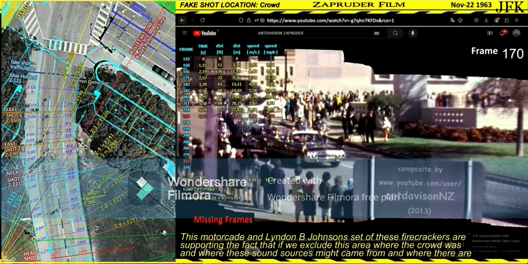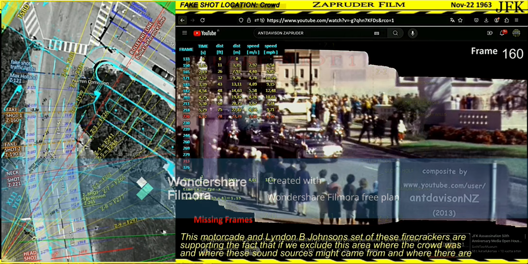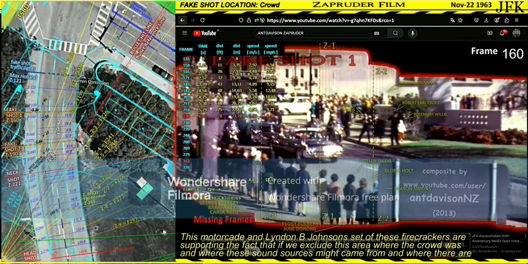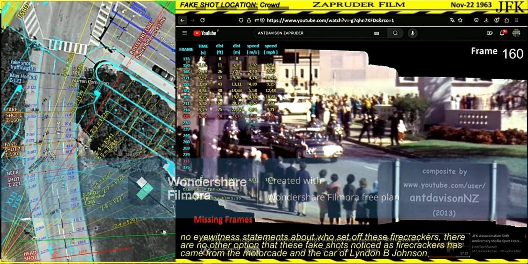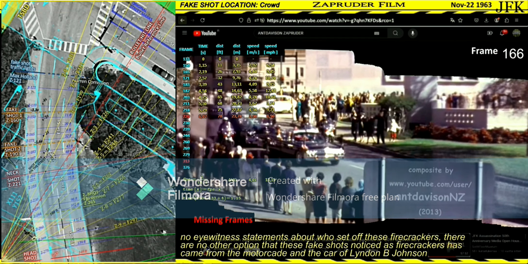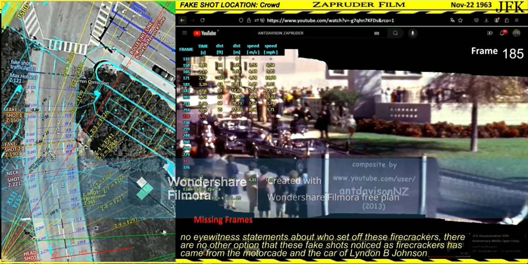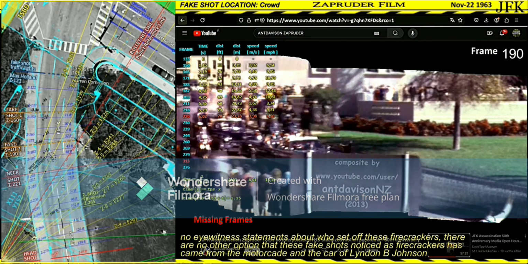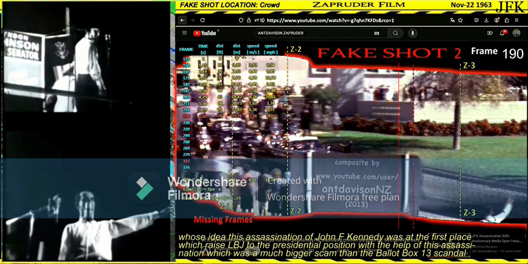This motorcade and Lyndon B. Johnson's setting off of these firecrackers support the fact that if we exclude this area where the crowd was and where these sound sources might have come from, and where there are no eyewitness statements about who set off these firecrackers, there is no other option than that these fake shots, noticed as firecrackers, came from the motorcade and the car of Lyndon B. Johnson, whose idea this assassination of John F.